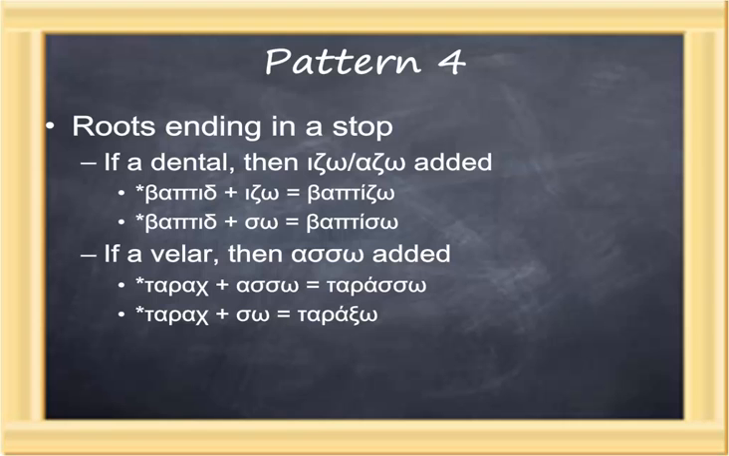If the root ends in a velar, then sometimes aso, alpha, sigma, sigma, omega, is added. For example, tarak, to that velar, the kappa, aso is added. The present is taraso. But when just the sigma, omega of the future are added, the future form is taraxo because of the square of stops. So one pattern that you'll see is the addition of izo or azo or aso to the present when the stems end in a stop.